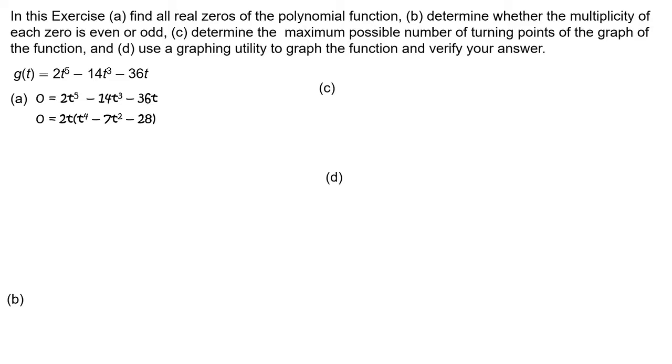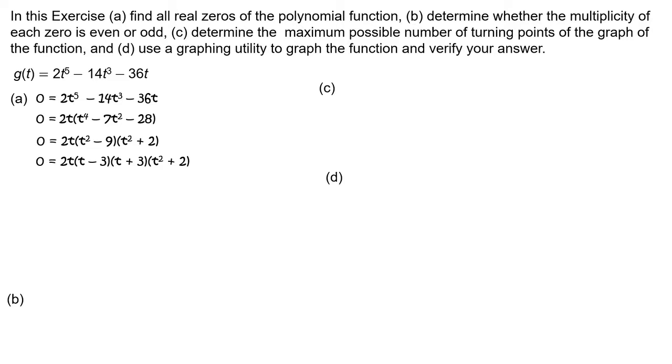First, factor out 2t from the expression on the right side of the equation. 0 equals 2t times the quantity t to the fourth minus 7t squared minus 28. Next, factor the expression t to the fourth minus 7t squared minus 28. Write 0 equals 2t times the quantity t squared minus 9 times the quantity t squared plus 2.